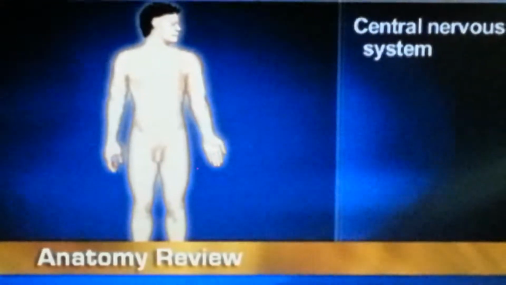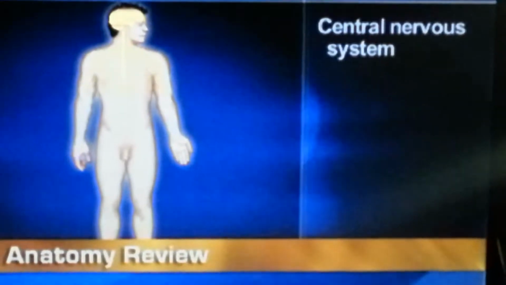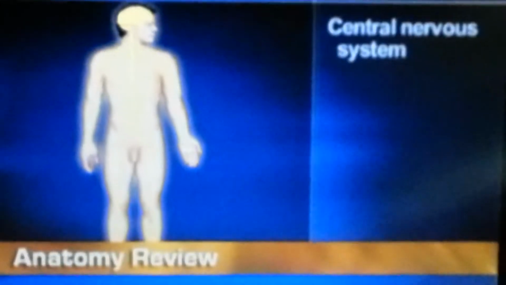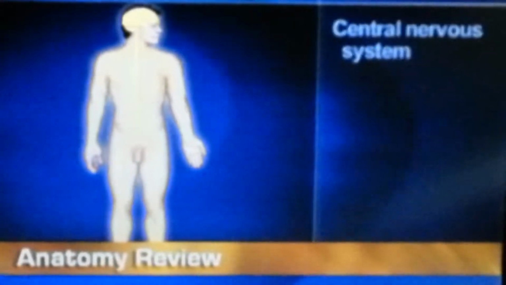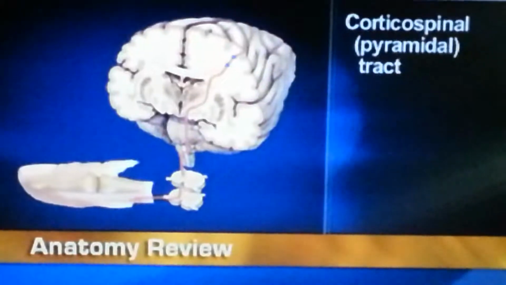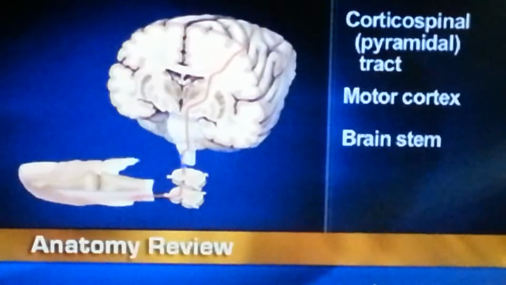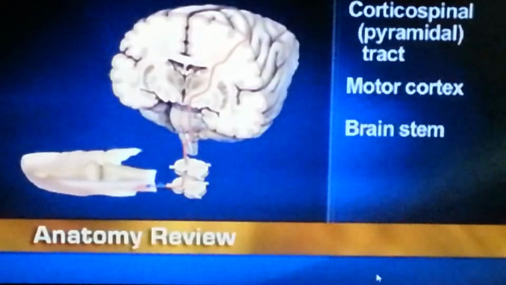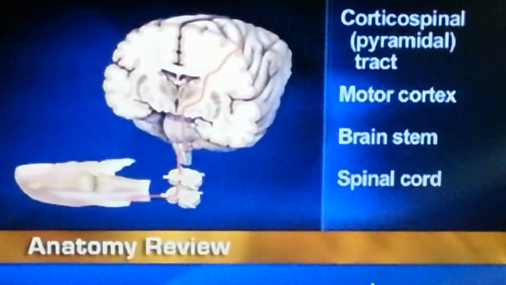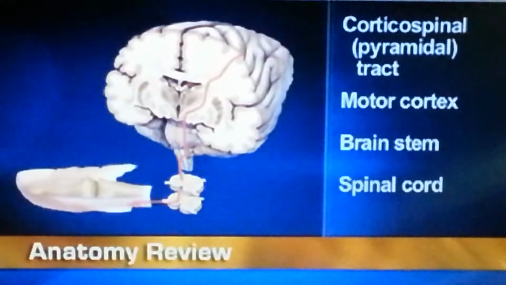Before examining the motor system and reflexes, consider the relevant anatomy. The central nervous system has three major motor pathways, or tracts. The corticospinal, or pyramidal tract, contains motor nerve fibers that originate in the motor cortex, travel to the brainstem, cross to the opposite side, and pass down the spinal cord. It controls highly skilled voluntary movements such as writing.